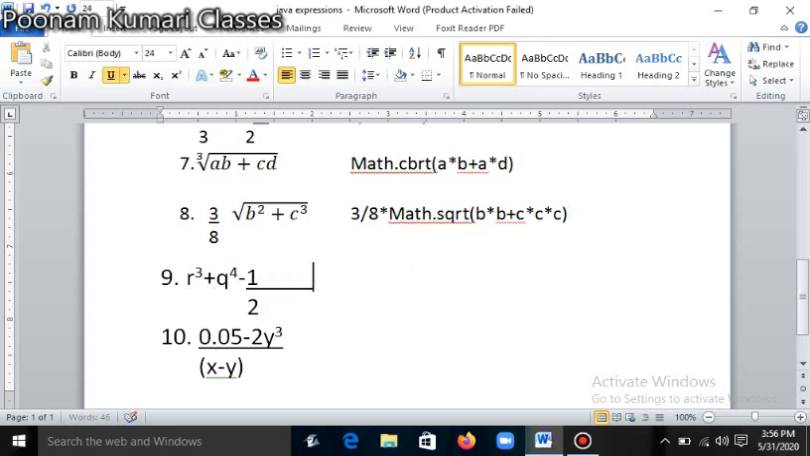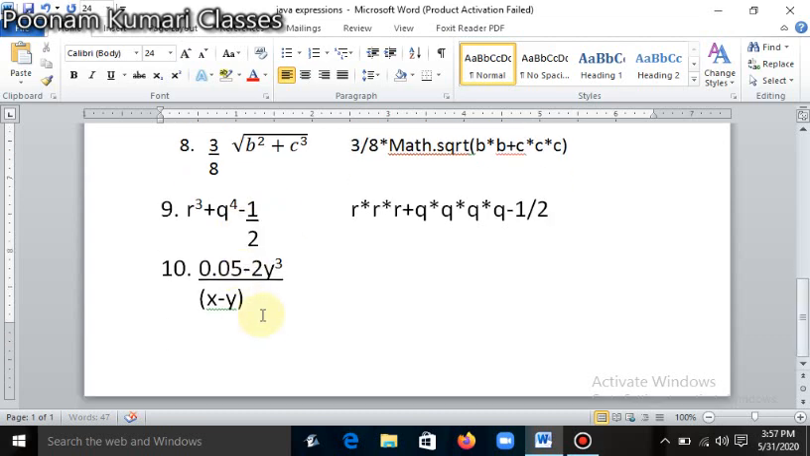Next number 9 is there. We will apply it like this way. R's power 3. We can write Math dot pow also, or we can write R 3 times also: R multiply R multiply R, plus Q multiply Q multiply Q multiply Q, 4 times. Then minus 1 divided by 2. Similarly, you can solve this one also.